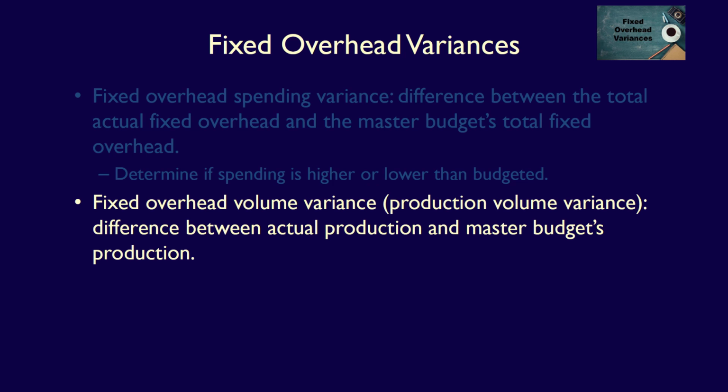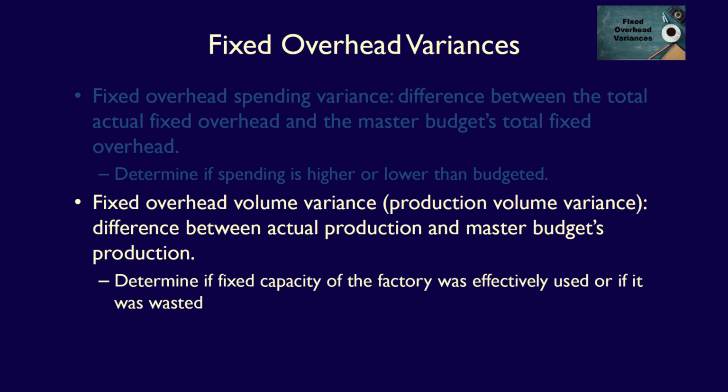Second, the fixed overhead volume variance, sometimes called the production volume variance, is the difference between the actual volume produced and the estimated volume for the master budget. It tells the organization if the company produced the same volume as originally budgeted, or if the actual volume produced was higher or lower. It determines if the organization effectively utilized the fixed capacity of the factory, or if they wasted it by producing less than was budgeted.